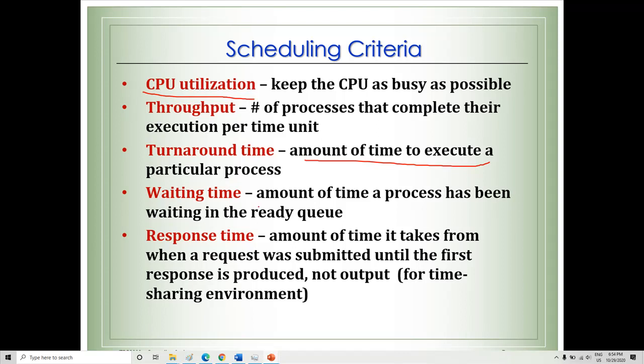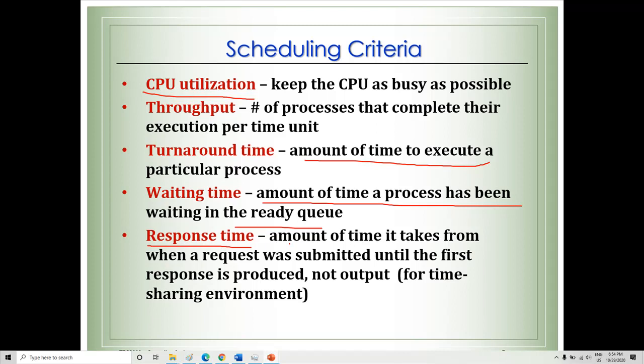Waiting time means how much time a process is waiting for the CPU, how much time it is waiting in the ready queue. The waiting time should be less. Whenever a process comes to the ready queue, it should get the CPU quickly.